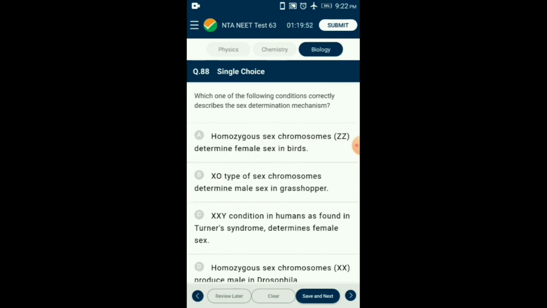Question number 88. Which one of the following conditions correctly describes the sex determination mechanism? So the answer is option B. XO type of sex chromosome determines male sex in grasshopper.